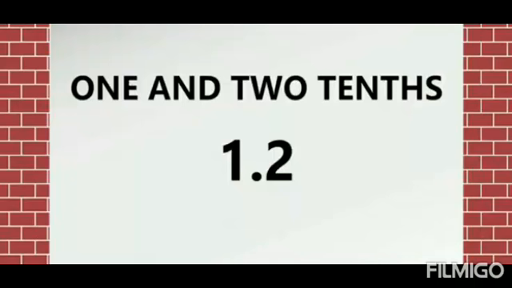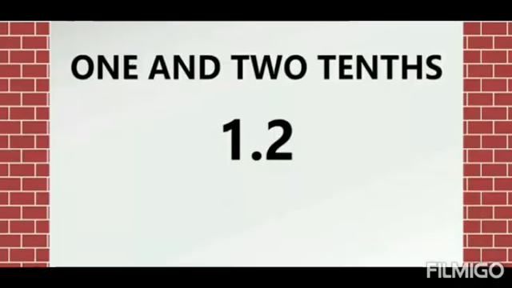Now here is 1.2. What is the place value of 1 here? Units, or ones. After the decimal point, what is the place value of 2? Yes, that is the tenths. So how to read it? 1 and 2 tenths. You can read it like this. 1 and 2 tenths, isn't it?